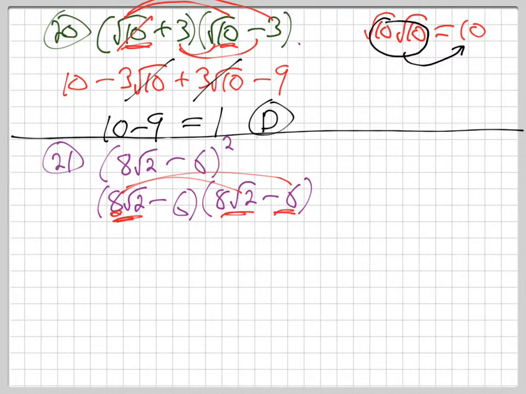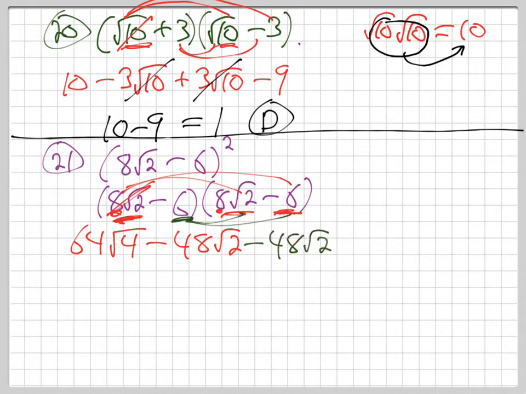So 8 times 8, 64. And root 2 times root 2 is root 4. See, the 8's multiplied on the outside, the 2's on the inside. Then 8 root 2 times 6 is 48 root 2. He's done. He went to both. Now the minus 6 is going to go to both. Minus 48 root 2 plus 36. 6 times 6, right? Minus 6 times minus 6 is plus 36.